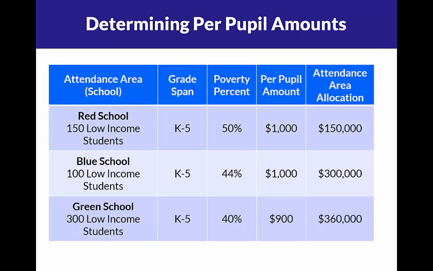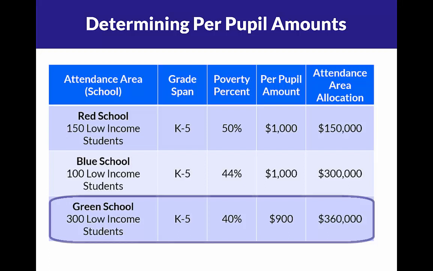A school with a lower poverty rate or a lower per pupil amount may in turn receive a higher allocation depending on the school's number of low-income students. For example, the green school is ranked lowest and has the lowest per pupil amount, but has the largest allocation because it has the largest enrollment of low-income students.